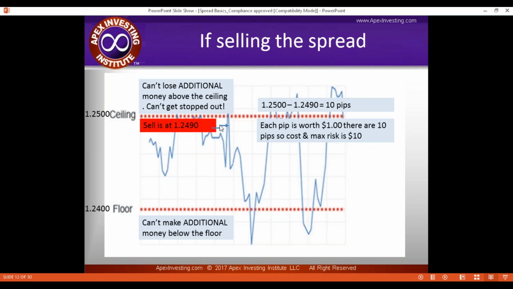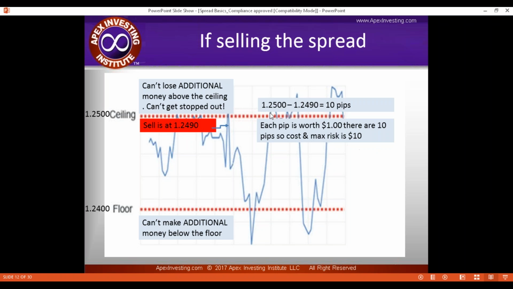So if I sold at 2,490, what's the difference? The ceiling's 2,500. I sold at 2,490, so there's 10 pips, right? From 2,500 to 2,490 is 10 ticks. Each tick is worth $1. So my maximum risk is $10. Doesn't matter if the market goes up 10 ticks or goes up 500 ticks. My risk is capped at that ceiling. Does that make sense?